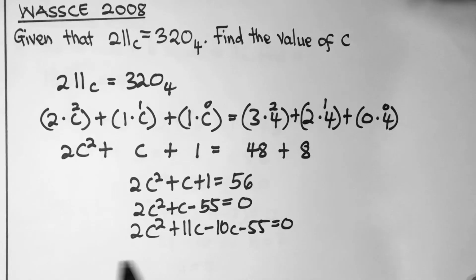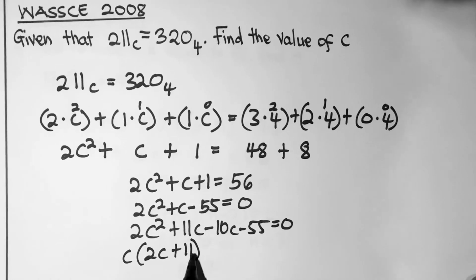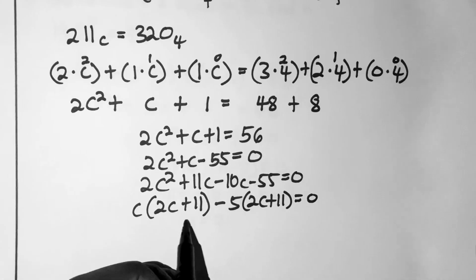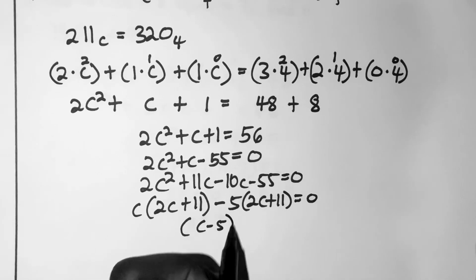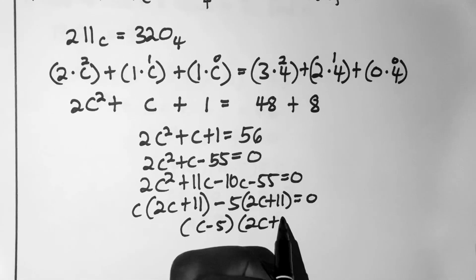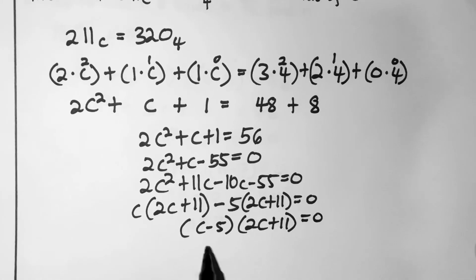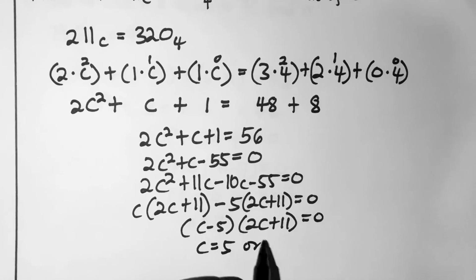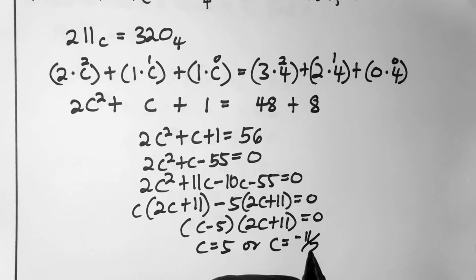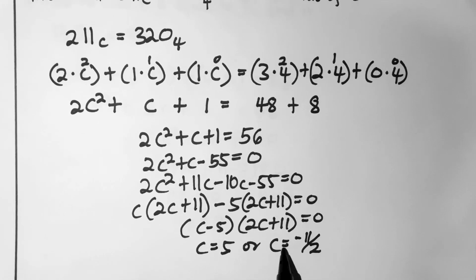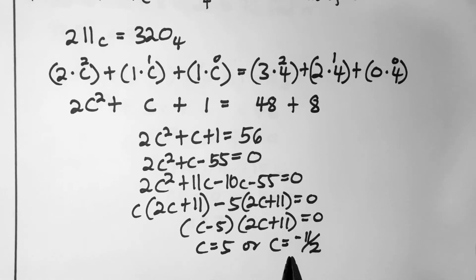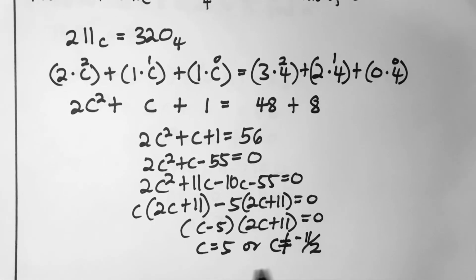So now, let's factorize c from here. We are left with 2c plus 11. Then minus, let's factorize 5 from here. We are left with 2c plus 11 equals 0. So in one bracket, we have c minus 5, and in another bracket, we have 2c plus 11 equals 0. So the values of c are c equals 5 or c equals minus 11 over 2. But we know that we don't allow negative numbers as the base, and therefore c cannot be equal to minus 11 over 2. So the true value of C is equal to what?